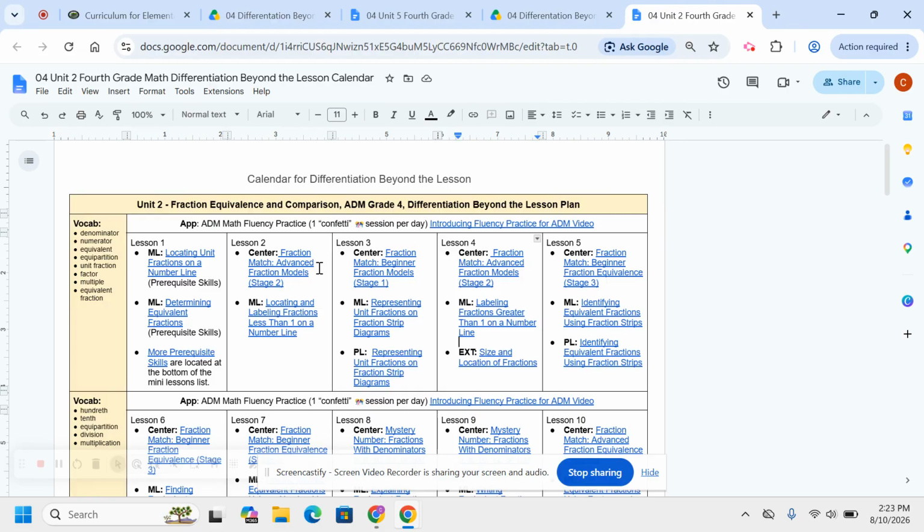1, wait to start groups until you have taught your routines and expectations. 2, make sure students know where to go, how to transition, and what to bring. And 3, address issues immediately. Too noisy? Stop. Revisit expectations and practice again.